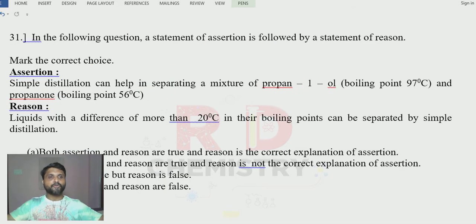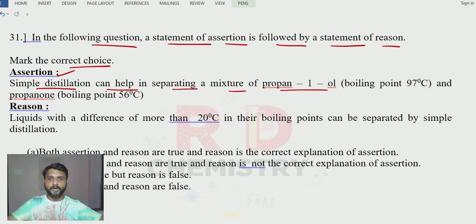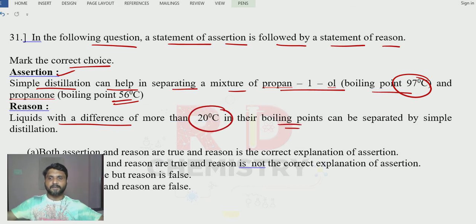Next question. In the following question, a statement of assertion is followed by a statement of reason. Make the correct choice. Assertion: Simple distillation can help in separating a mixture of propan-1-ol, boiling point 97, and propanone with the boiling point 56. Reason: Liquids with a difference of more than 20 degrees centigrade in their boiling points can be separated by simple distillation.